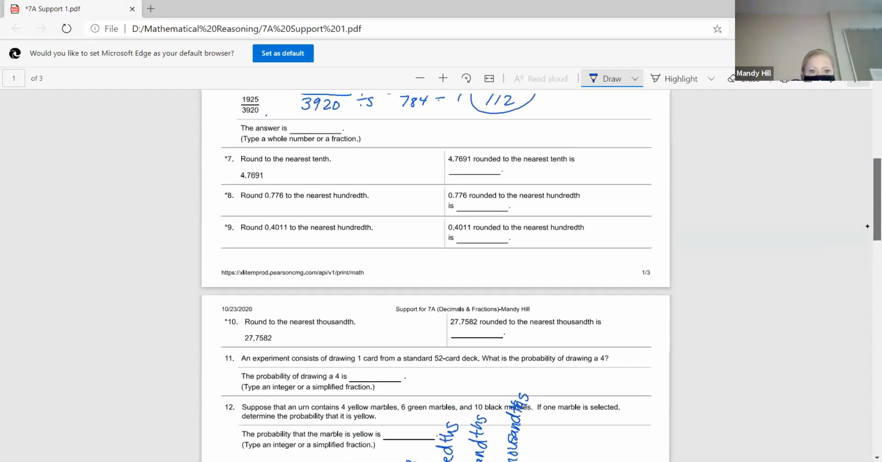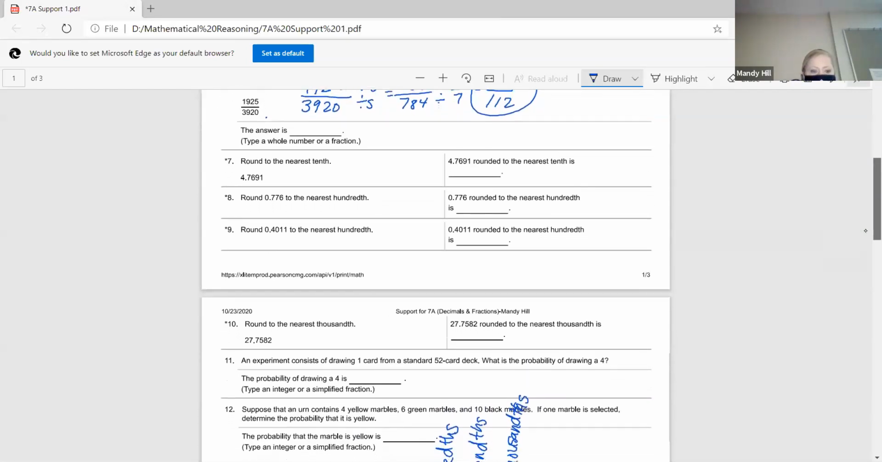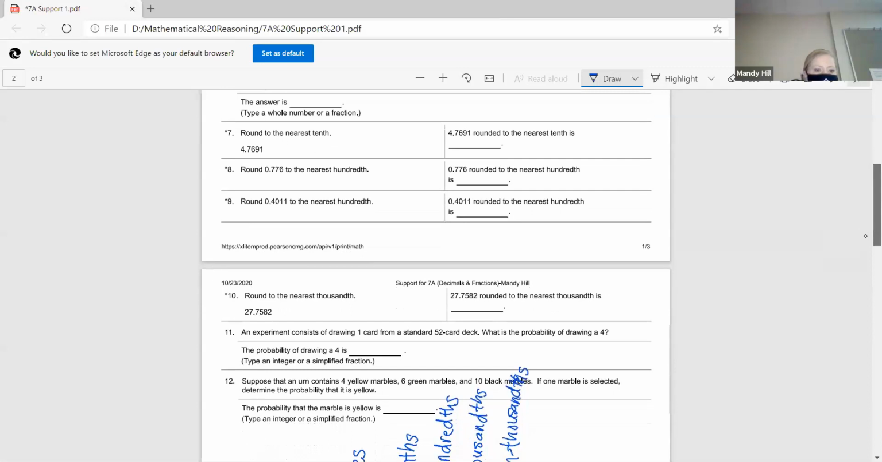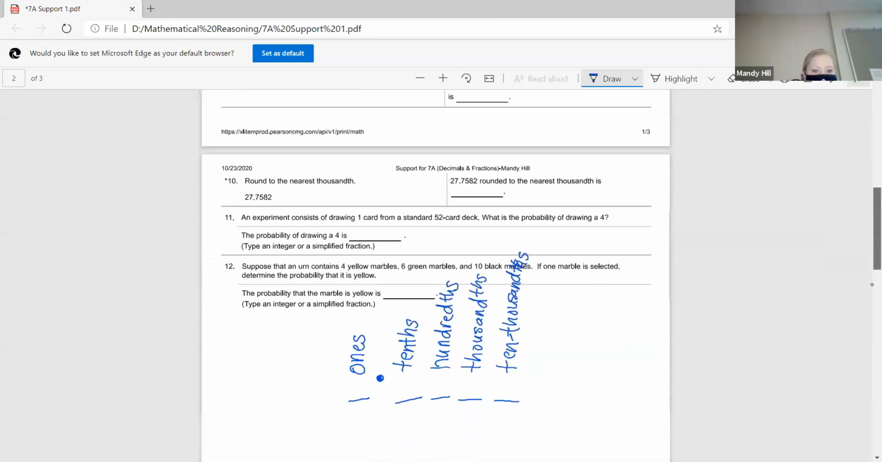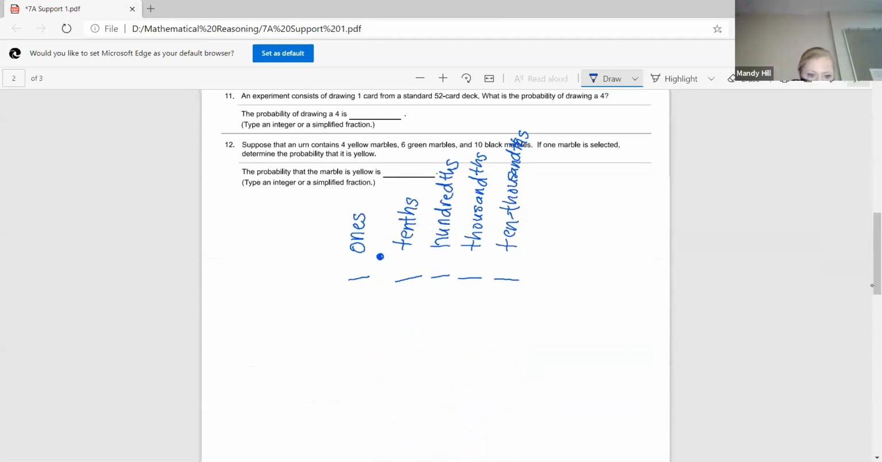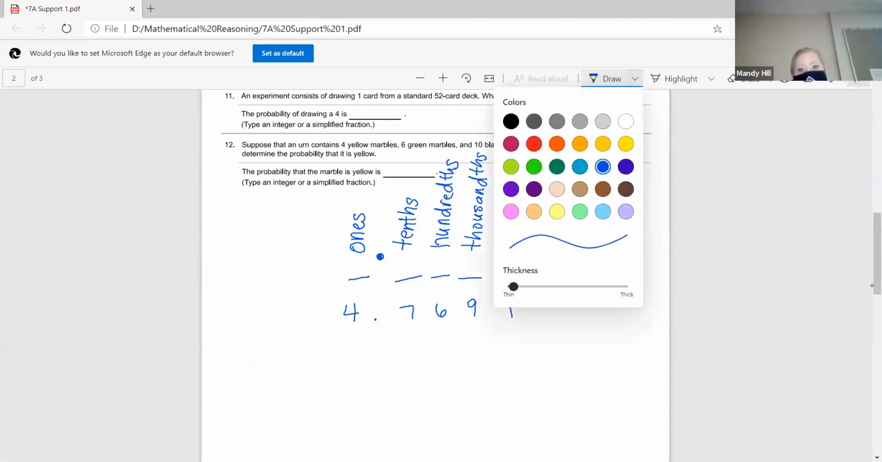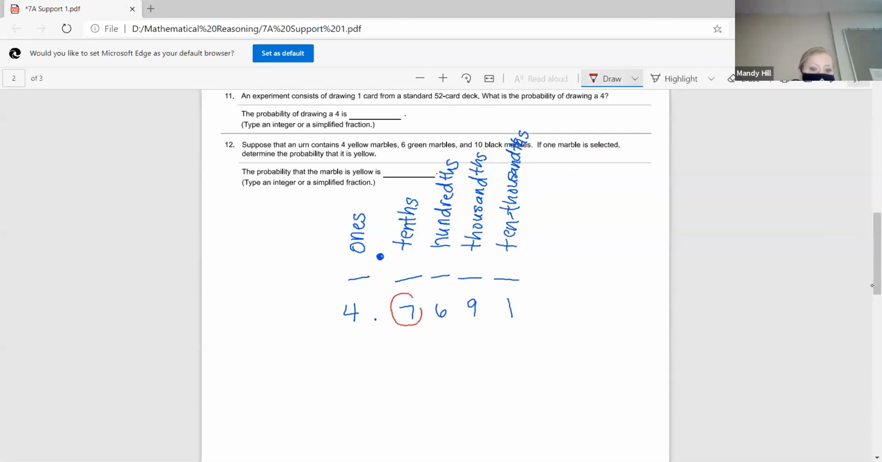So on problem number 7, it says round to the nearest tenth, and our number is 4.7691. It said to round to the tenths place. So that means I'm going to acknowledge that the 7 is in the tenths place. So I have to stop there.